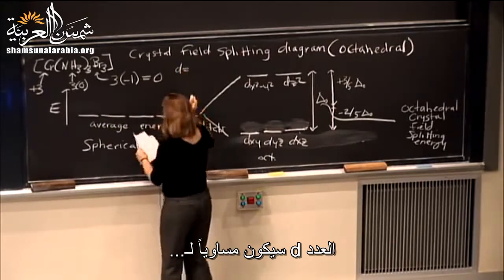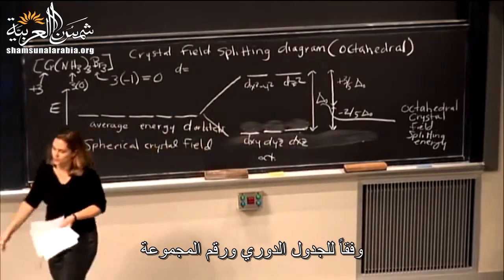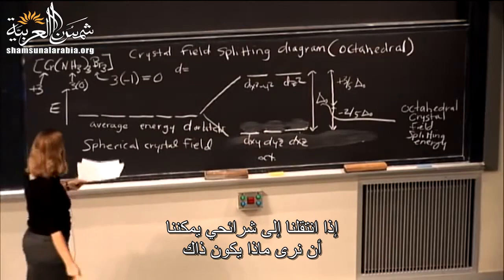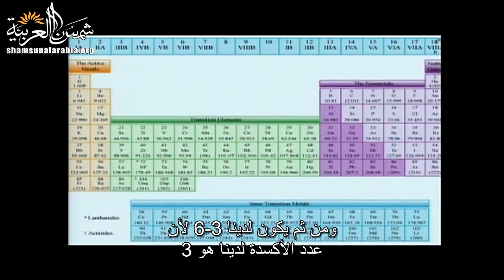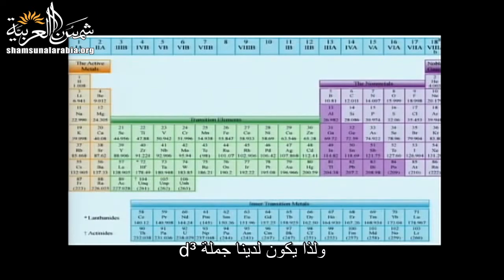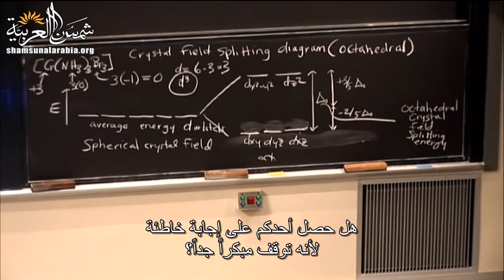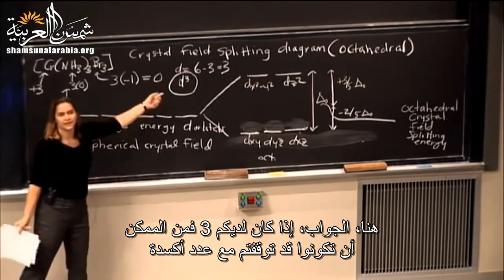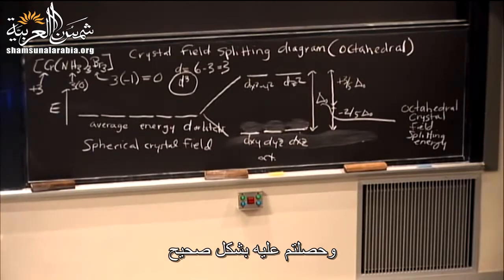So the D count is going to equal the periodic table group number. So if we switch to my slides, we can see what that is. So what is that for chromium? 6. And then we have 6 minus 3, because our oxidation number is 3. And so we have a D3 system. So did some of you get this wrong because you stopped too early? The answer, if you had 3, you could have stopped with oxidation number and still gotten it correct. But so that's a D3 system.